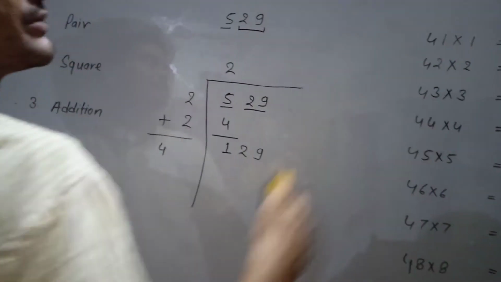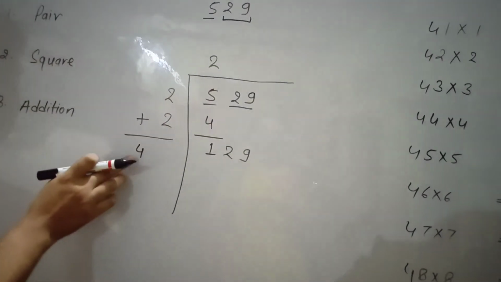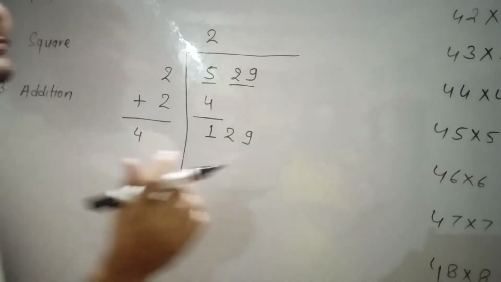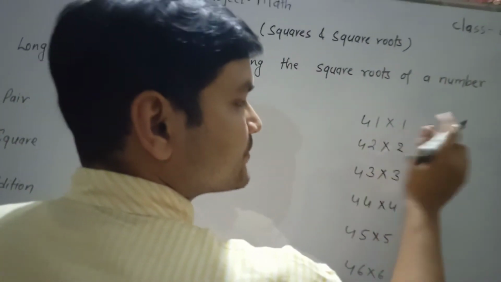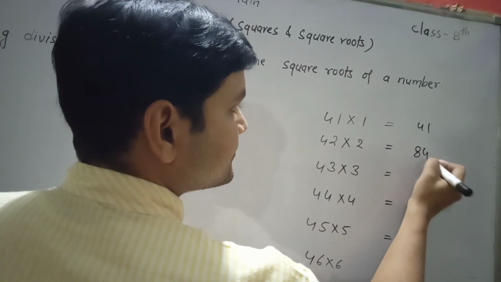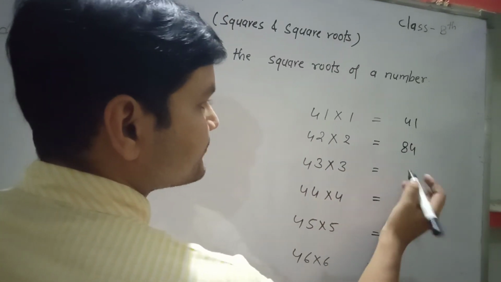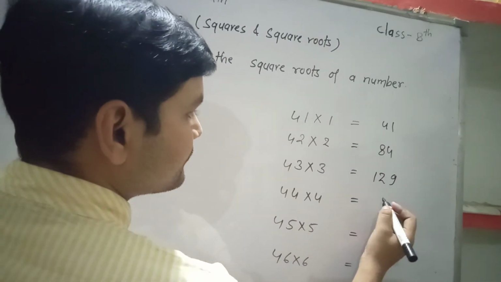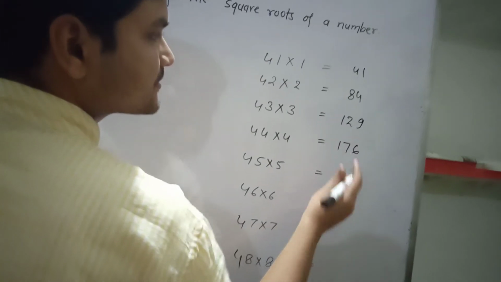Why do we add 4 here and with every number? Because we already have 4 here in the divisor section. So 41 into 1 we will get 41, 42 into 2 we will get 84, 43 into 3 we will get 129, and 44 into 4 we will get 176.